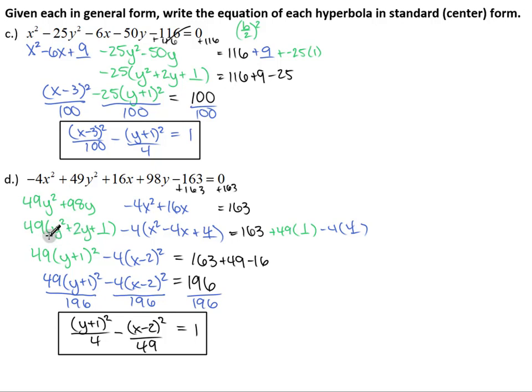Factoring out 49 from both of these, you get y² + 2y. Half of that squared is 1. Make sure you add 49 times 1. Remember, it's really 49 times 1 on this side, so make sure you do the same there.